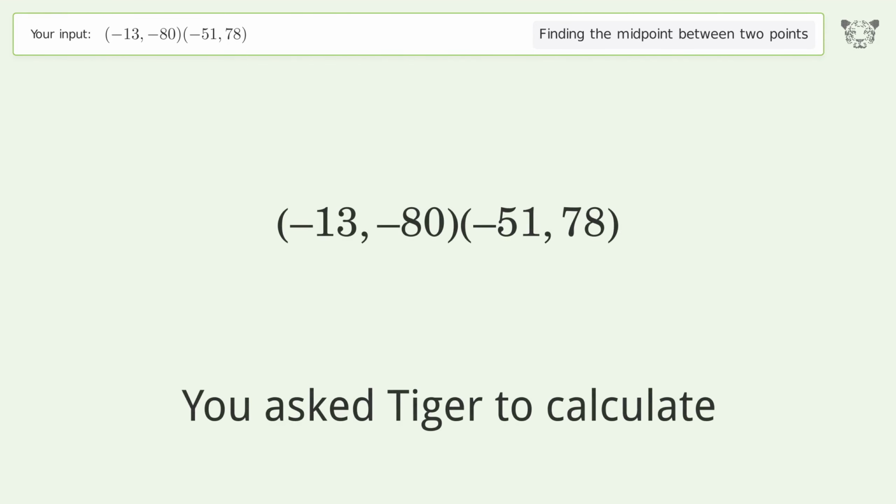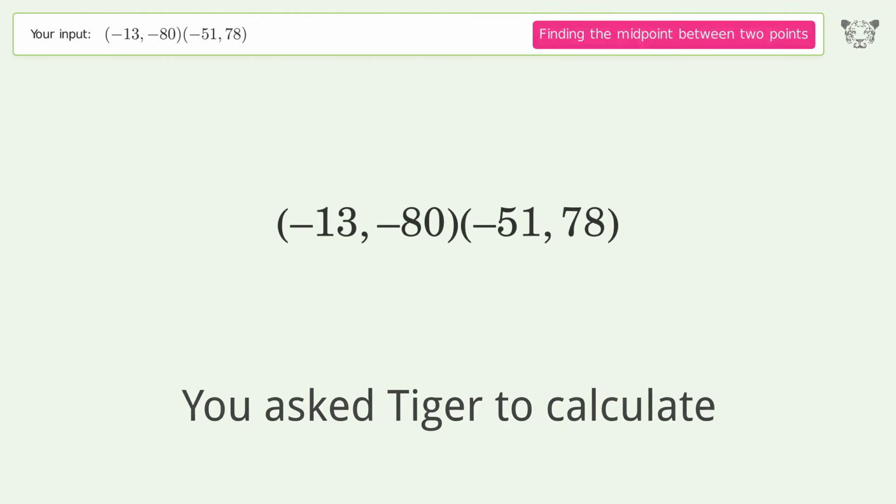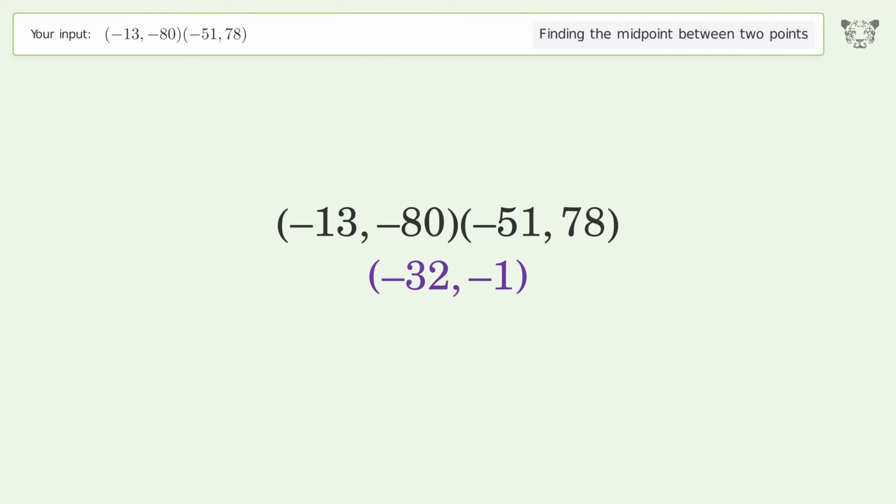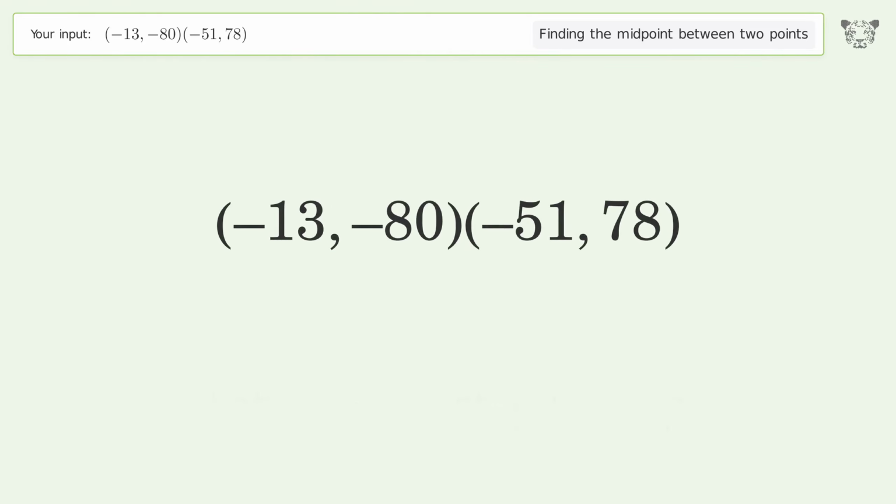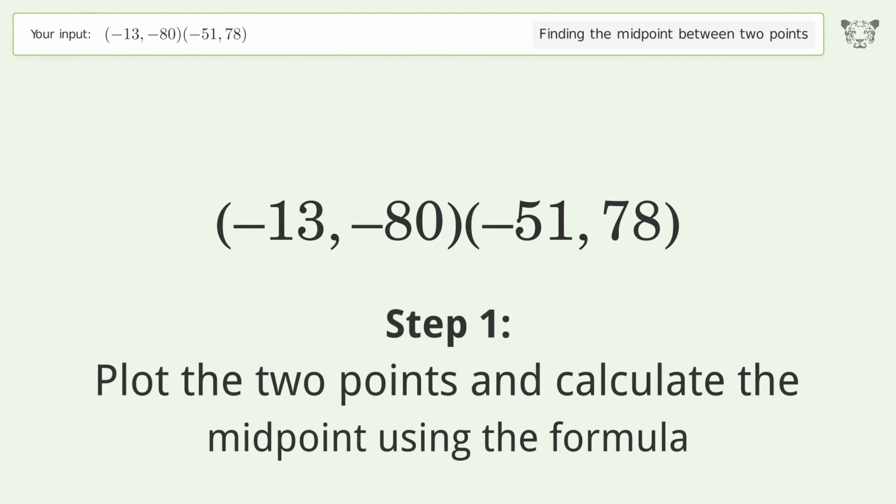You ask Tiger to calculate. This deals with finding the midpoint between 2 points. The midpoint between the 2 points is -32, -1. Let's solve it step by step. Plot the 2 points and calculate the midpoint using the formula.